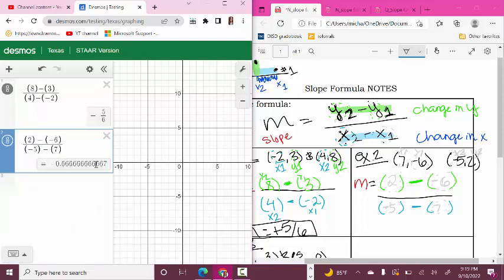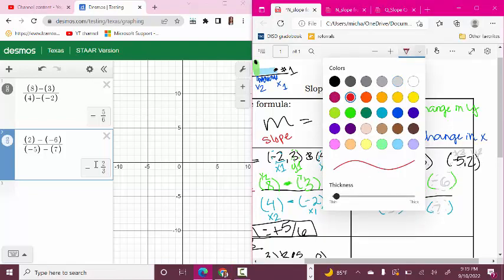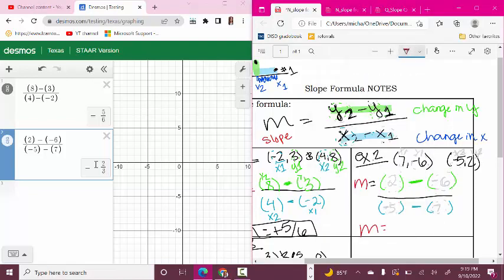Another way to know it's rational is we can express negative 0.6666666 and so on repeating as negative 2/3. So since I can write it like a fraction, I know it's rational. So that means that m, the slope, is negative 2/3.